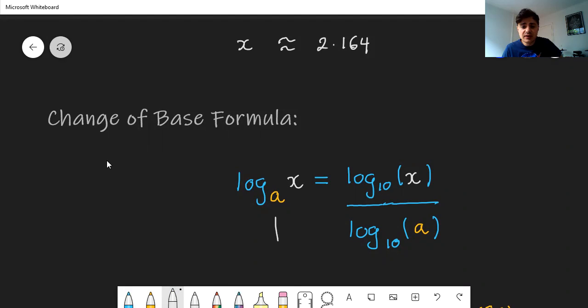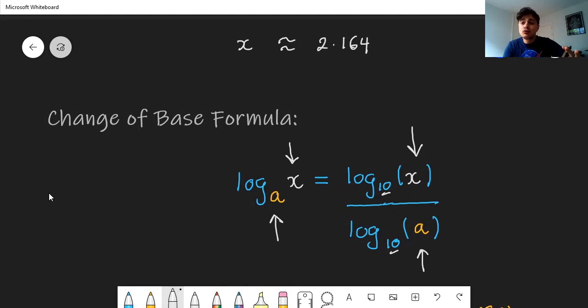So whatever the base number is, in this case, I'm saying it's a, will be what we take the log of on the bottom part of this fraction. Whatever the x is, or whatever is inside here, will be on the top part of this fraction. And it's up to you what base number you put. You would probably choose log to the base 10 or log to the base e, because calculators will always have those values to choose from.